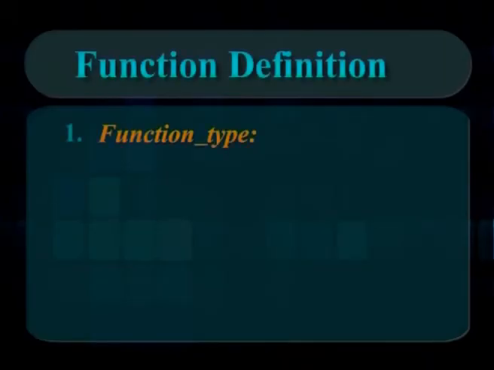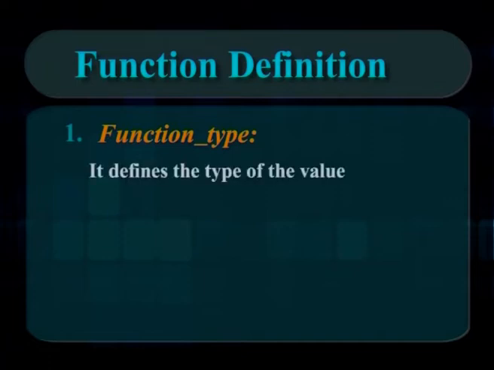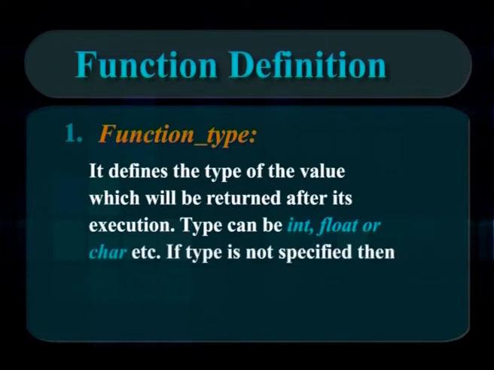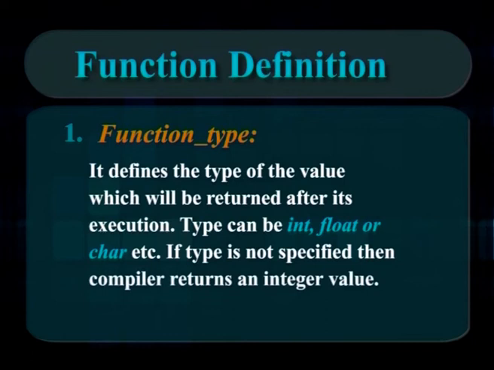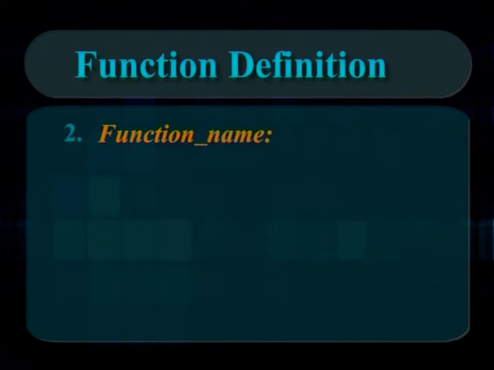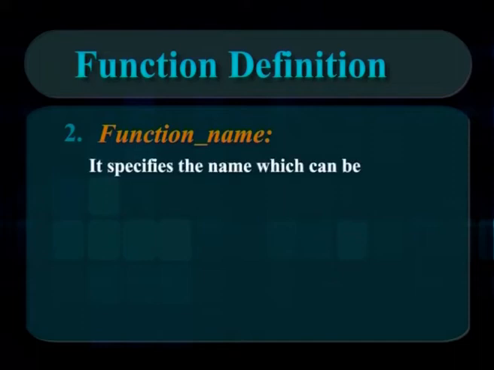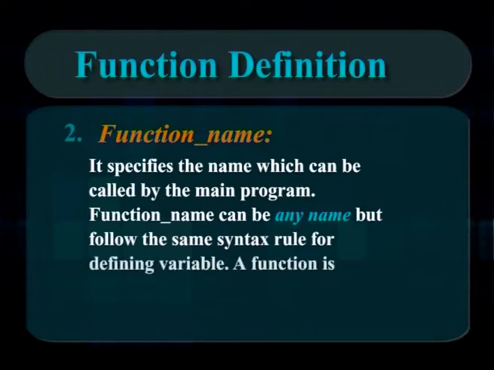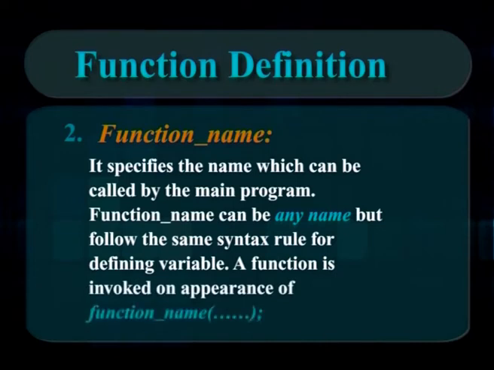The first part is function type. Function type defines the type of value which will be returned after its execution. Type can be int, float or char, etc. If type is not specified, then the compiler returns an integer value. The second part is function name. Function name specifies the name which can be called by the main program. Function name can be any name but follow the same syntax rule for defining a variable. A function is invoked on appearance of the function name.